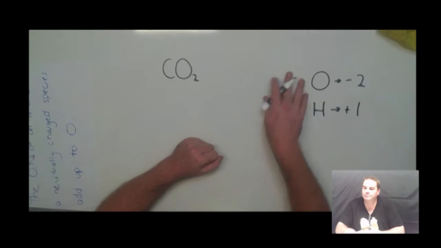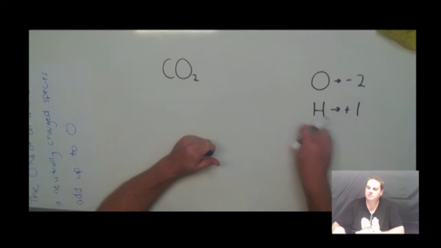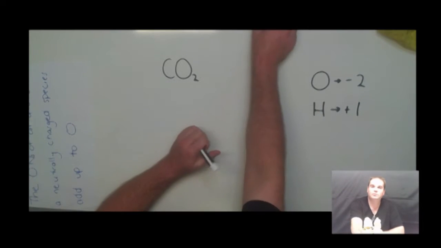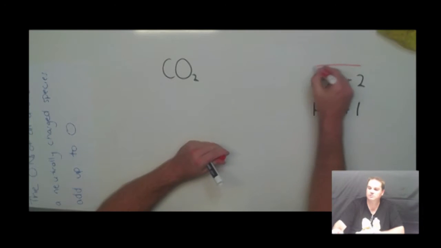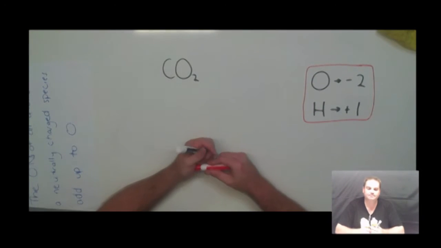Now there's 2 exceptions to that, which I'll cover after I've gone through this. But if you can always remember, oxygen is -2, hydrogen is +1, that will keep you in good stead when you're trying to work out the rest of these. So I'm going to circle these in red, and we're going to leave that over on the side while we go through and do these.